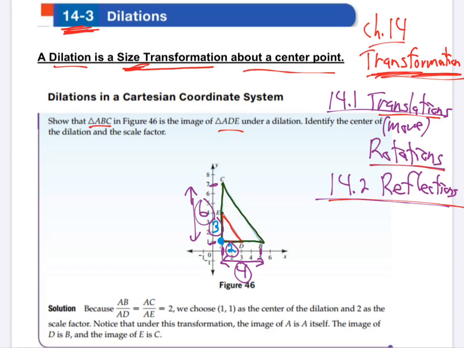That's what they're saying. They're saying, AB, the bottom, which is 4, divided by AD, which is 2, is equal to AC, which is 6, that's that left side, over the small left side, 3. That fraction, 4 over 2, is equal to 6 over 3, which is 2. Both those fractions are equal to 2, meaning that the sides of the big triangle are all twice as big as the little triangle. We've changed the size, made it twice as big. That's a size transformation.